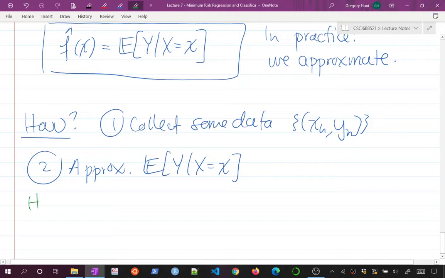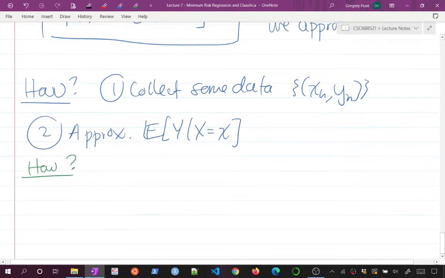How do we approximate this? This seems weird. We've already done it twice. We've talked about two methods. Here's one way. Let f hat of x be an approximation of this conditional expectation. How would I do that? Well, expectation is kind of like an average. And so what if I just average all the values of y whose x's correspond to little x?